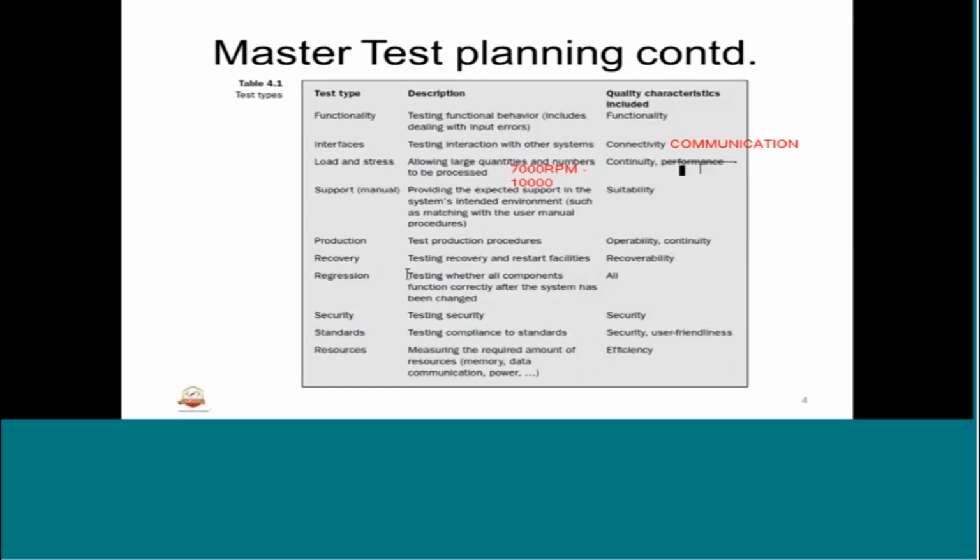Then we have regression. You all know what regression testing is, whether all the components of the system function correctly after the system has been changed. So why will the system change? Because a bug could have been fixed, or an upgrade could have happened, or any testing failures need to be reproduced, etc. So all this comes under regression. Regression can have any of these quality characteristics, that's why they have put it as all.